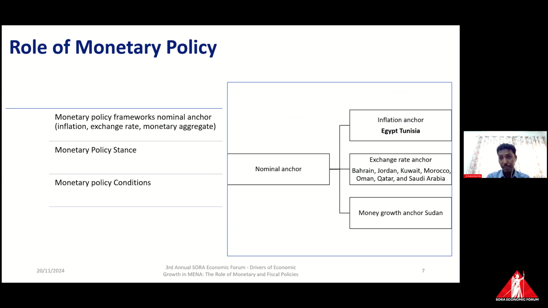And the monetary policy making process depends on what nominal anchor the central bank might use, and what monetary policy framework the central bank might consider appropriate for the current economic conditions or the monetary condition in particular. For example, some countries in the region are maintaining the inflation targeting regime, or depend on inflation as a nominal anchor for the monetary policy making process. Like, for example, Egypt, Tunisia, and these two countries are gradually shifting to the inflation targeting regime.